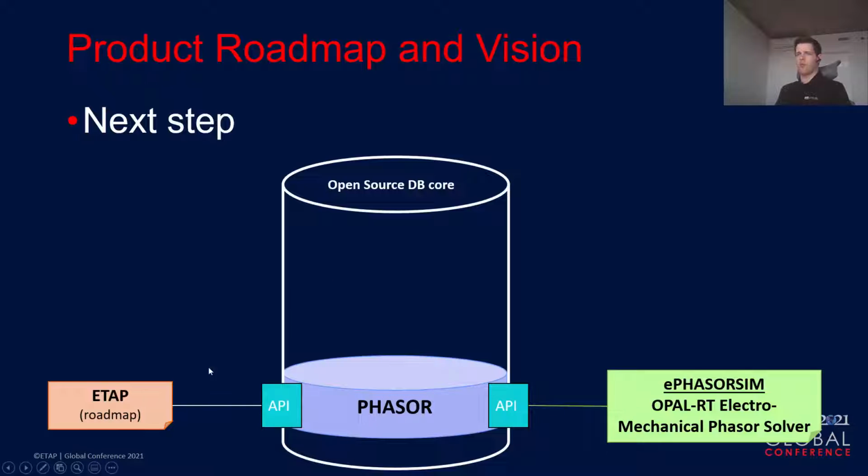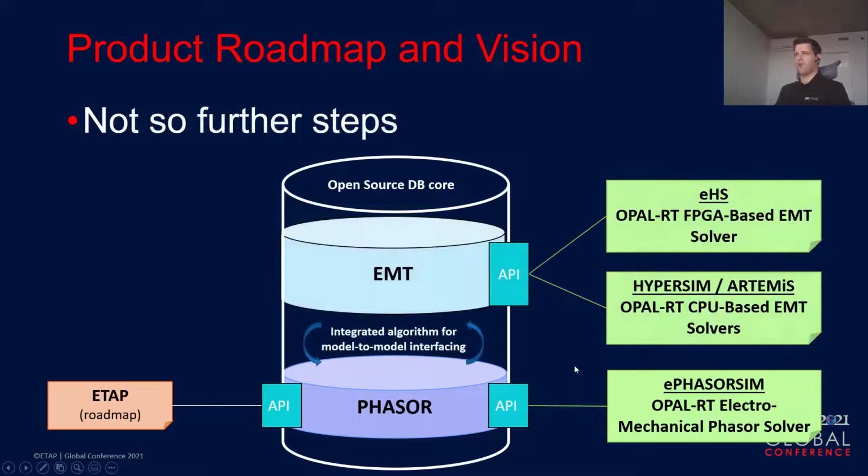So you can import through the API the ETAP data and then directly go to the ePHASORSIM solver through this database. And that can serve as a stepping stone for the next step, which will add a lot more value and would allow for converting the model to EMT data.